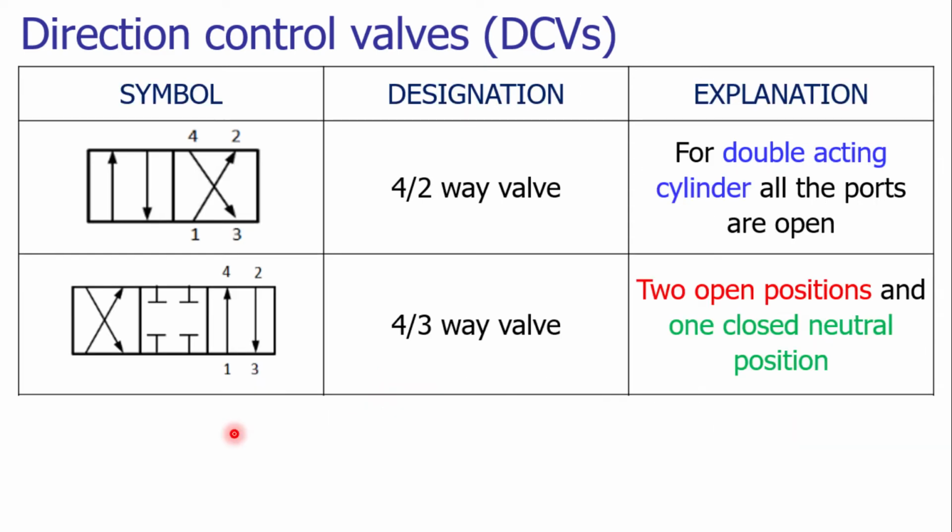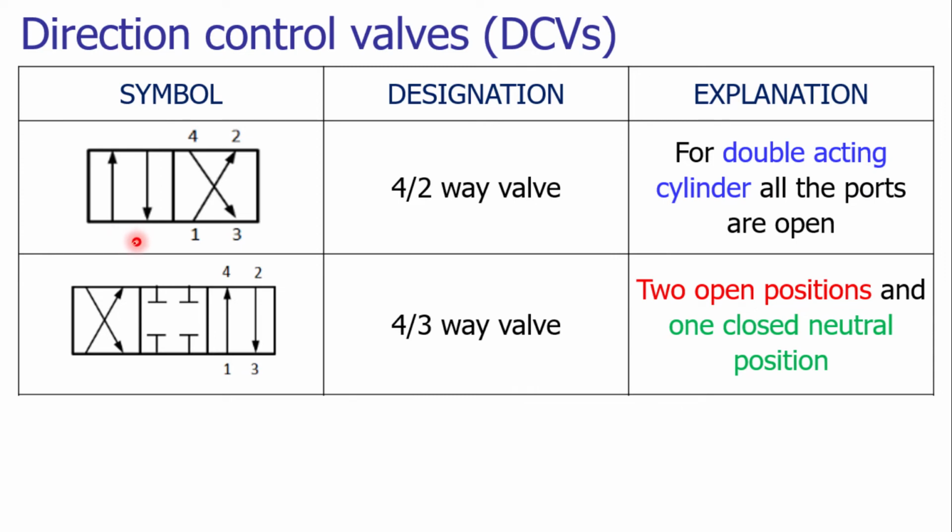We can have the understanding of the 4 by 2 way valve. You just observe the 4 by 2 way valve. The 4 is the number of ports and 2 is the number of positions. Port 1, port 2, port 3 and port 4. Port 1 is the pressure port, port 3 is the tank port, 2 and 4 are the application ports. The 4 by 2 way valve is generally used to actuate the double acting cylinder.